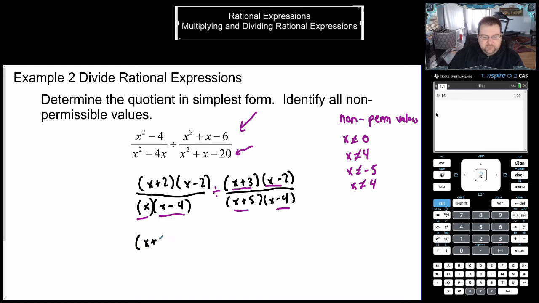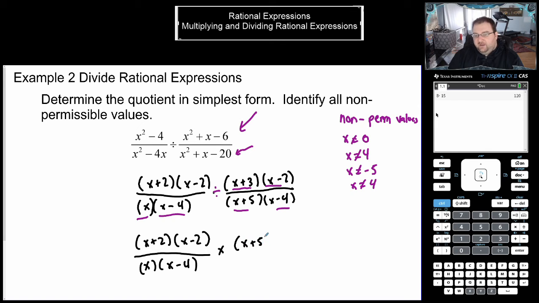So you have x plus 2 times x minus 2 over x times x minus 4. So this one stays the same, but now we're going to change it from division to multiplication. And we're going to multiply by the reciprocal. So our x plus 5 is going to come on top with the x minus 4. And our x plus 3 is going to come on the bottom with our x minus 2.